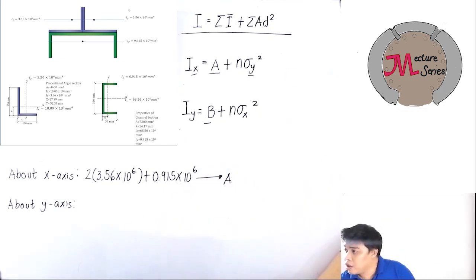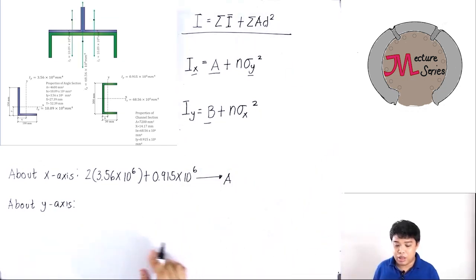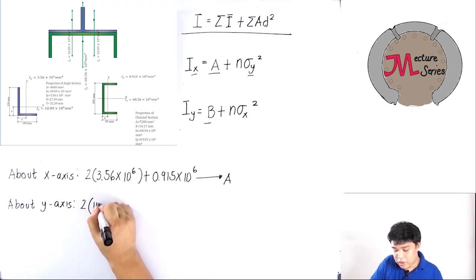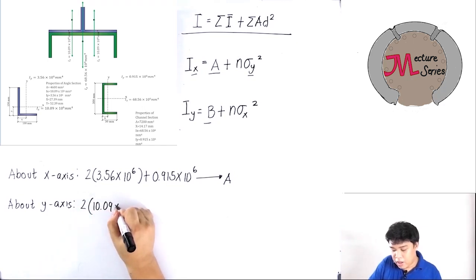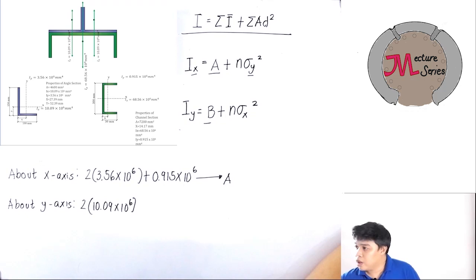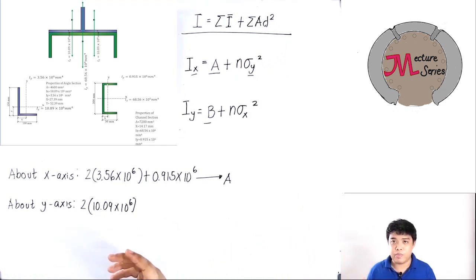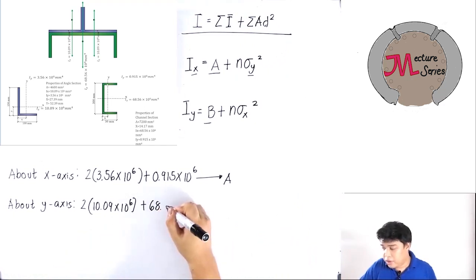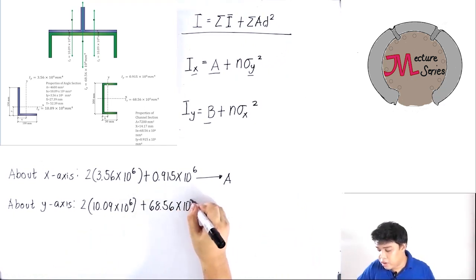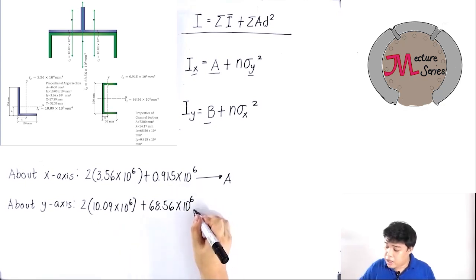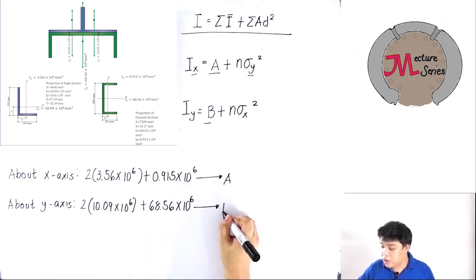And for the centroidal moment of inertia about the y-axis, 2 times 10.09 times 10 to the 6. Don't forget, we rotate it 90 degrees. That's why the Ix and Iy will switch their position. Plus 68.56 times 10 to the 6th power millimeter to the 4th. Then I'm going to store it to B.